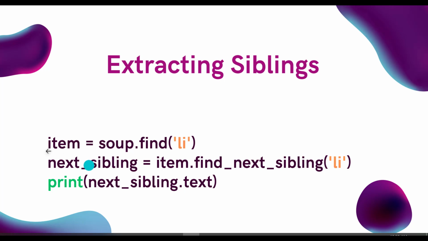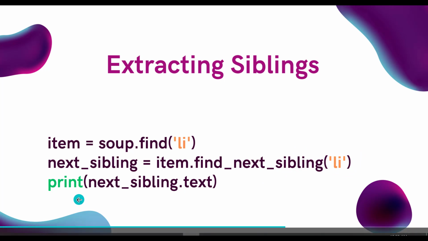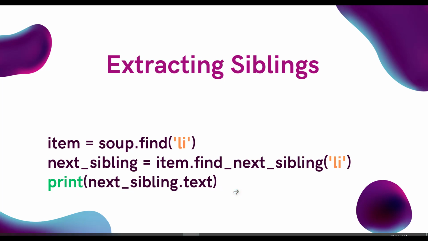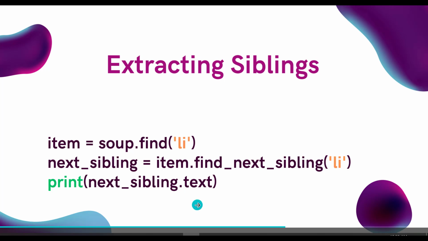To extract the siblings, you can use this code. Here I am going to find the next sibling of the first list item. To find the first list item, it's item equal soup.find li, and next_sibling, with a lowercase between next and sibling, will be equal to item.find_next_sibling method. So find next sibling of li and then print next_sibling.text to show us the text inside this sibling. Let's have a look at Jupyter Notebook.